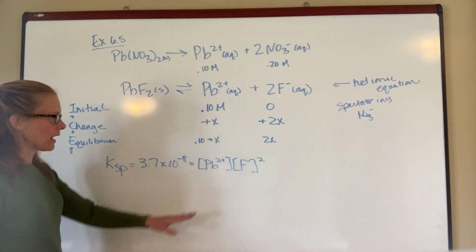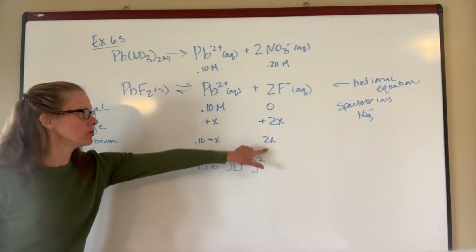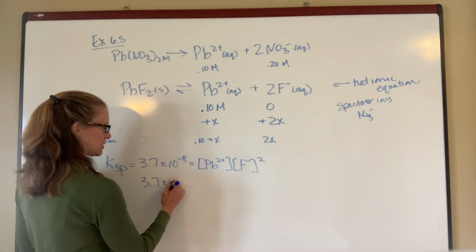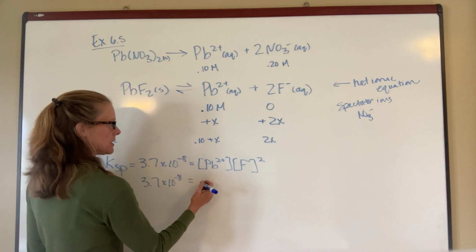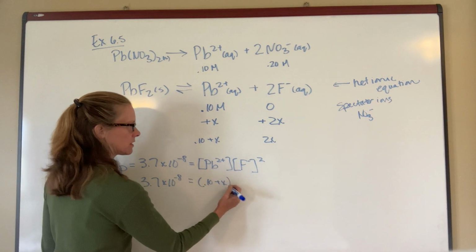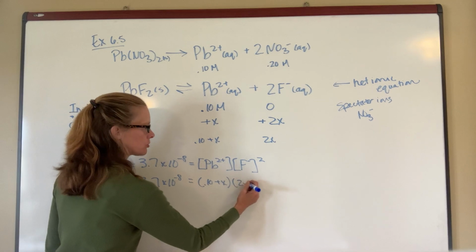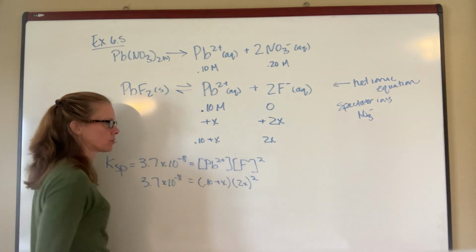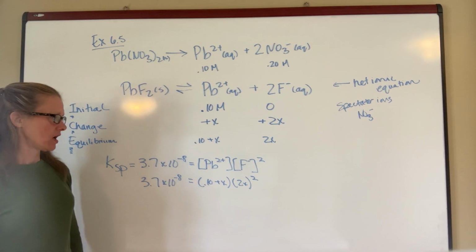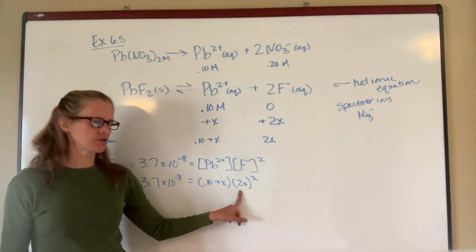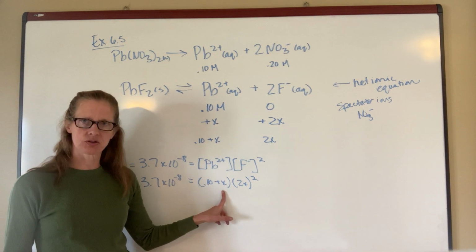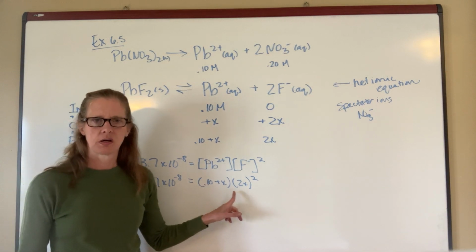Okay, so now I can take these two values and plug them in here. So I'm going to have 3.7 times 10 to the minus 8 equals my lead ions, 0.10 plus X, times my fluoride ions, 2X, that quantity squared. Now I have a mess, because 2X, the quantity squared, is 4X squared, and I'm going to multiply that times X, which is 4X cubed.